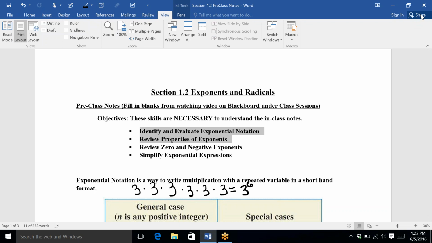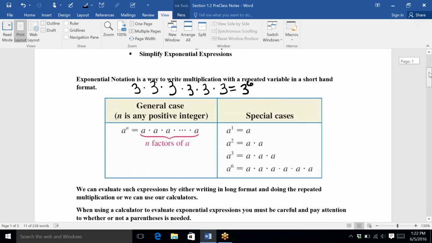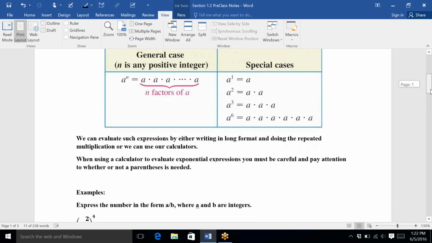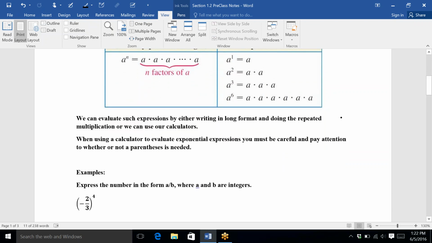Now, we're going to go over some general rules. First of all, a to the first is a, a to the second is a times a, so we already discussed that. We can evaluate such expressions either by long format or doing the repeated multiplication, or we can use our calculators. Calculators would usually be the smart choice, especially if the powers are really large.